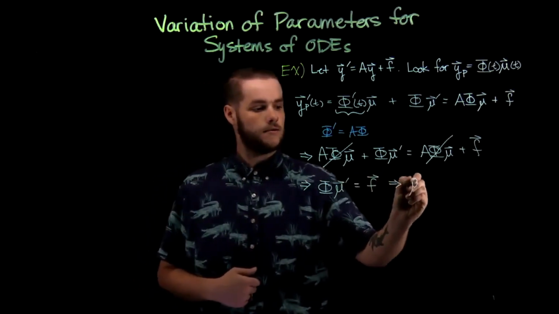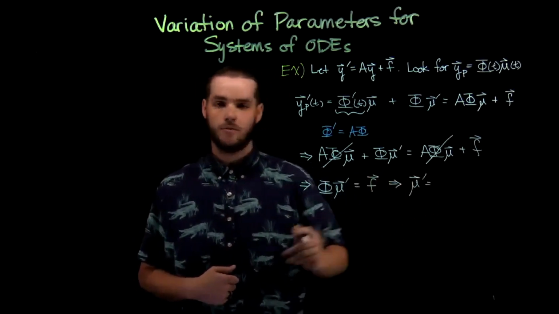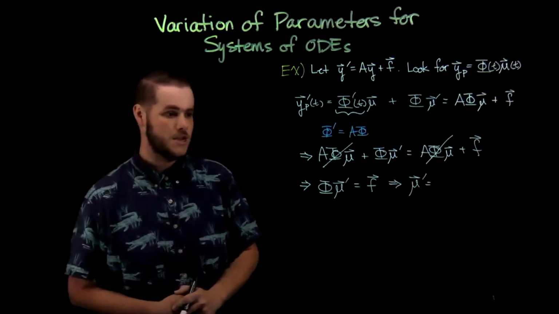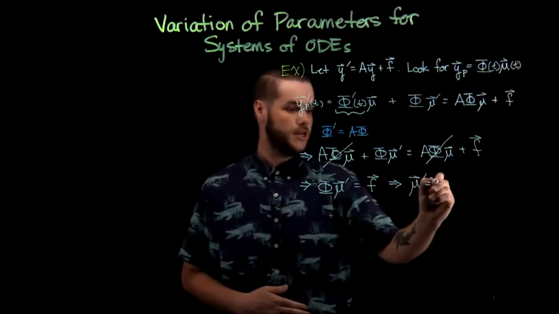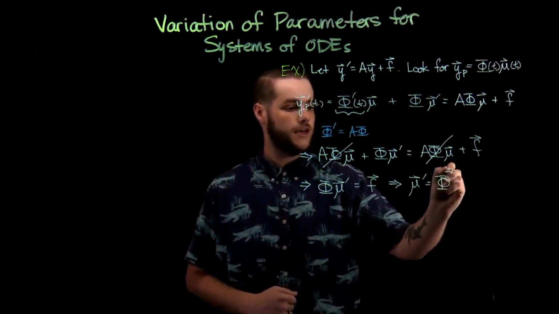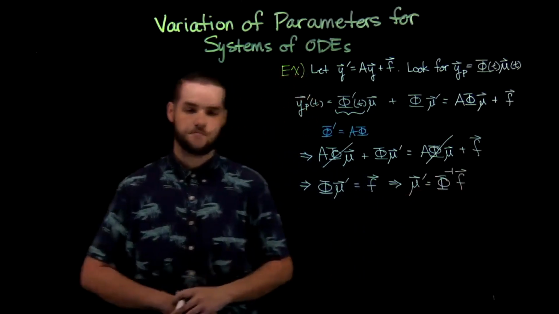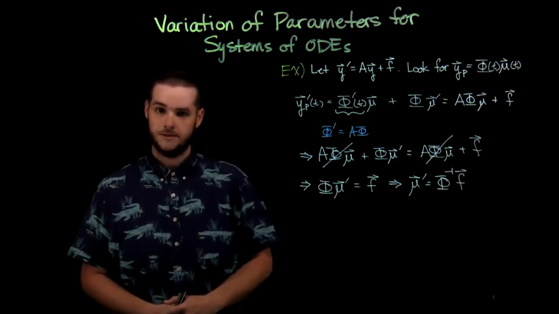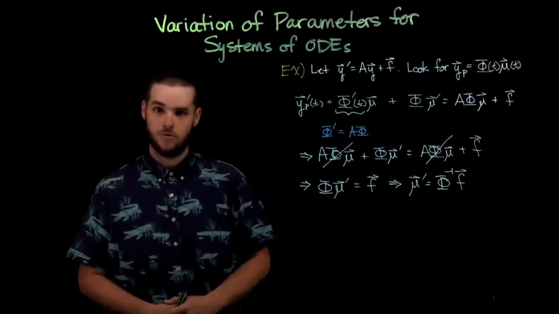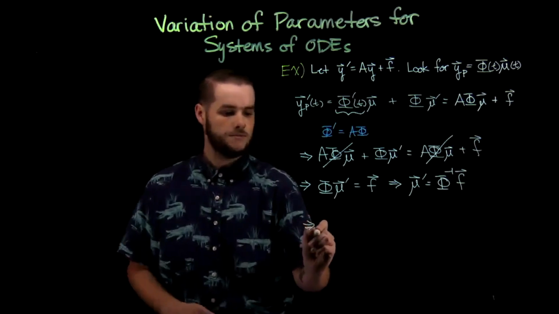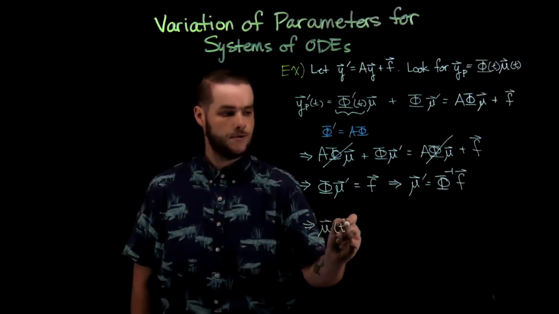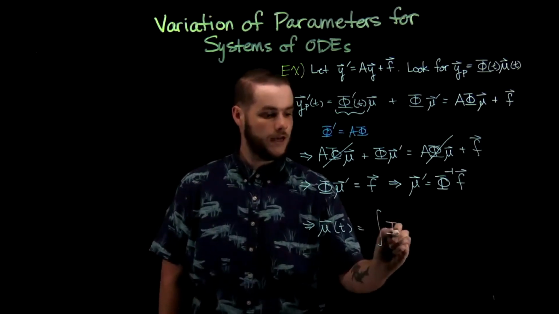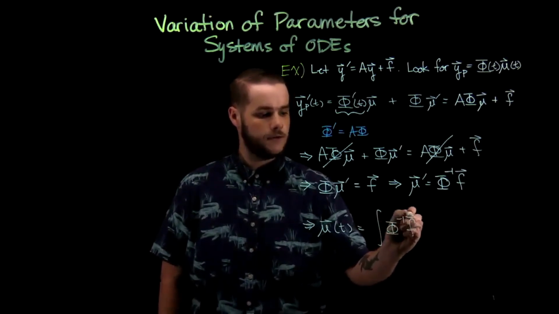And solving for mu prime, remember I don't really divide by matrices, instead I multiply by their inverses. So when I multiply on the left by phi inverse, I get that mu prime is equal to phi inverse f. Now, the last step would be to integrate to find mu, because this is a separable equation. This tells me that mu of t is equal to the integral of phi inverse f dt.